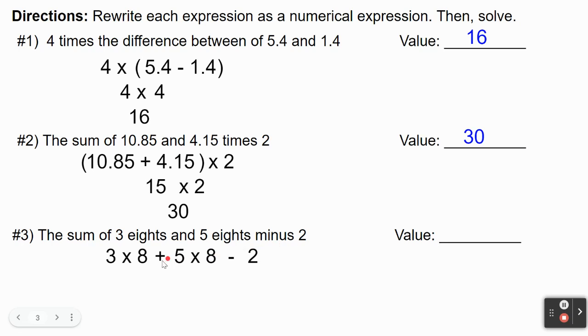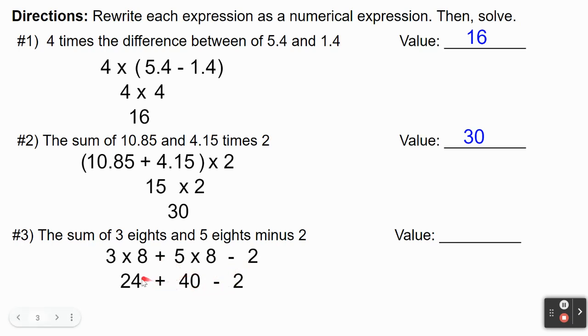So what we'll do is we are first going to be multiplying, because if you think of GEMS, we can see there's no grouping symbols, there's no exponents, but there is multiplication. So let's do the multiplication part first. 3 times 8 is 24. Now we can do the second grouping of multiplication. 5 times 8 is 40. Everything else has stayed the same. We have the addition sign where it was, and we're going to be subtracting 2 at the end.